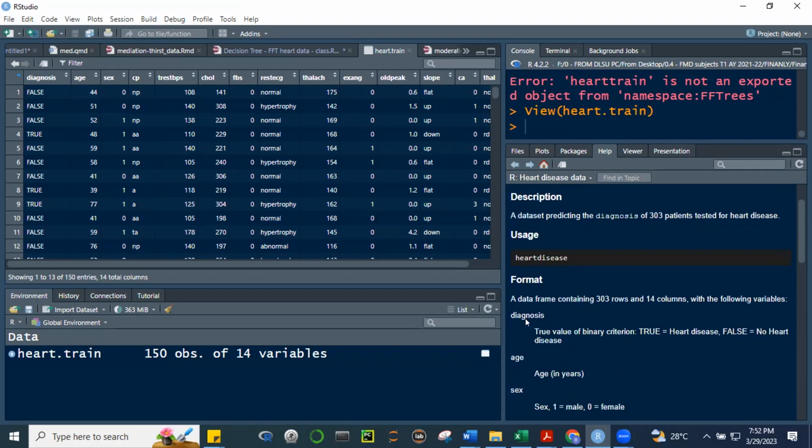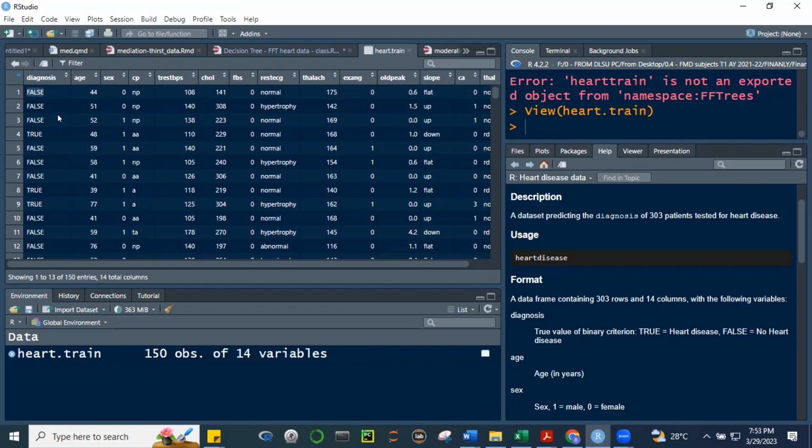Okay, yung una, diagnosis, true value of binary criterion. True is equal to my heart disease, false is no heart disease. Okay, so ibig sabihin nun, the diagnosis, yung mga patients na to, with their ages, their gender, when they went to the doctor, to the hospital, kinuha yung mga data na to. And then ang conclusion based on the data is that false means, ano yung false? No heart disease. So okay to. Yung true naman, may heart disease.